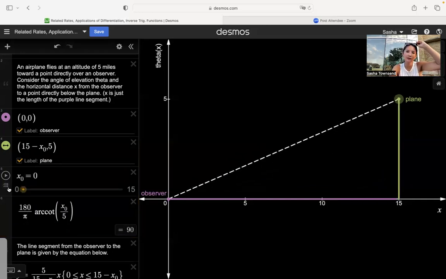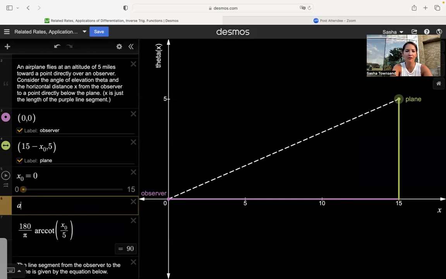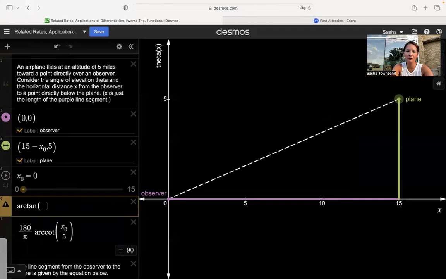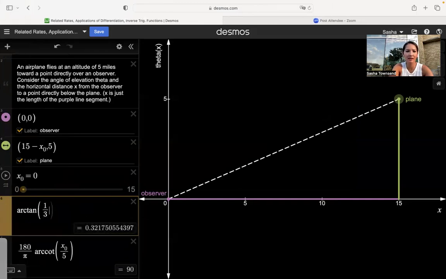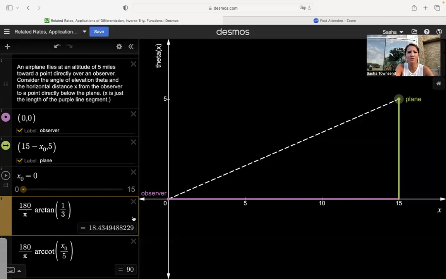When we're at 15 here, our angle is the arccotangent of 15 divided by 5, or the arccotangent of 3, or if you prefer, the arctangent of 1/3. I always think in terms of tangent, sine, and cosine. So at this point, when the y value is 5 and the x value is 15, theta is the arctangent of 1/3, which is 0.32 radians. If we multiply by 180 and divide by pi, it's about 18 degrees.